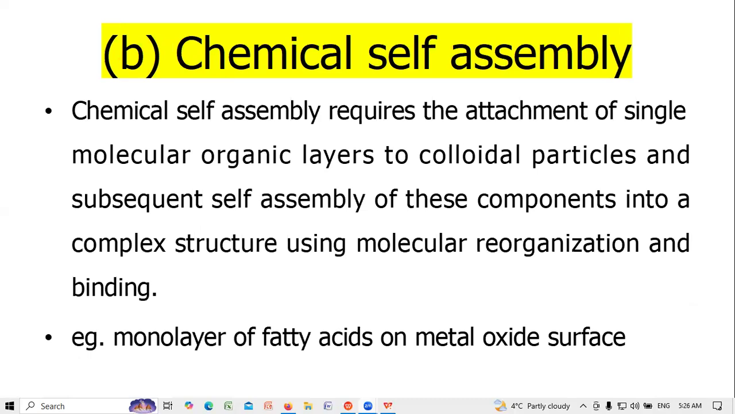Chemical self-assembly. Chemical self-assembly requires the attachment of single molecular organic layers to colloidal particles and subsequent self-assembly of these components into a complex structure using molecular recognition and binding. For example, a monolayer of fatty acids on a metal oxide surface.